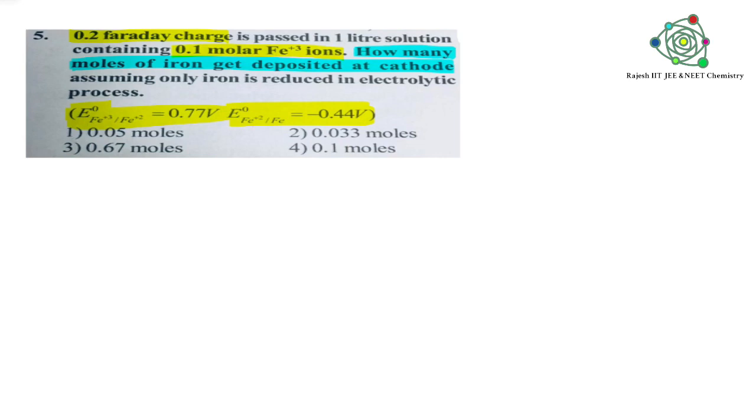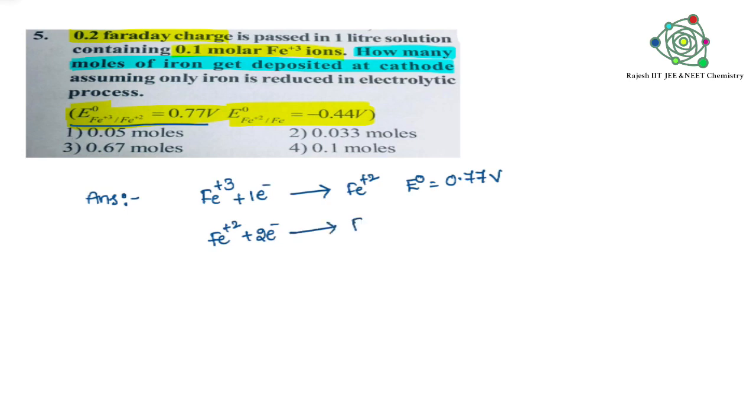First of all, I am taking E naught values here. The E naught value of the first one I am writing in terms of reduction, that is Fe+3 plus 1 electron gives Fe+2, and E naught value is 0.77 volts. Next, the second one I am also writing in terms of reduction: Fe+2 plus 2 electrons gives Fe, and E naught value is minus 0.44 volts.